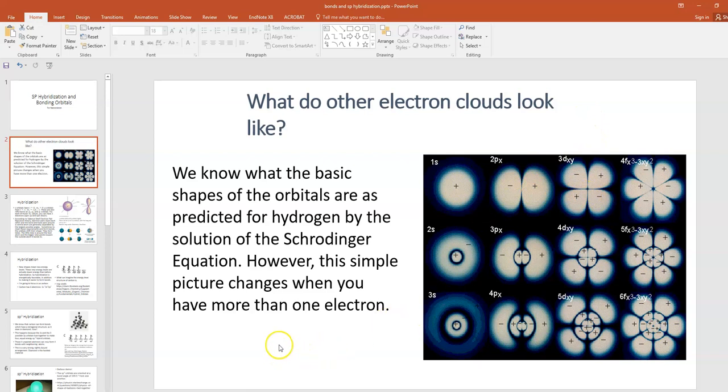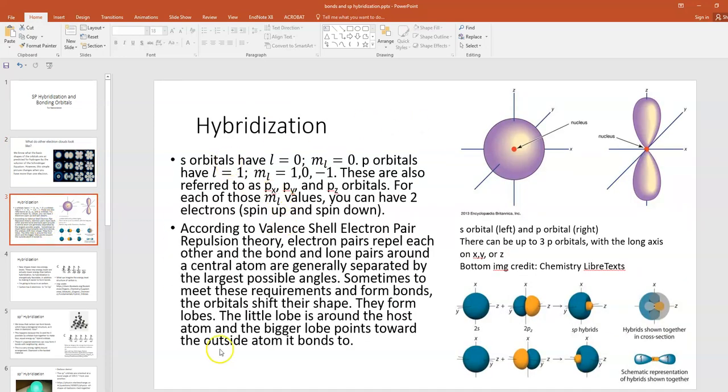But even so, these are relatively simple pictures because they just have one electron in them. When you get multiple electrons in an atom, the picture changes a little bit. What happens is that the orbitals have a tendency to overlap with one another, or hybridize. So let me explain. You have the s orbital, that's the solution for L equals 0, ml equals 0. And of course, for each orbital, you can have a spin up and a spin down electron, so you can have a pair of electrons in each orbital.